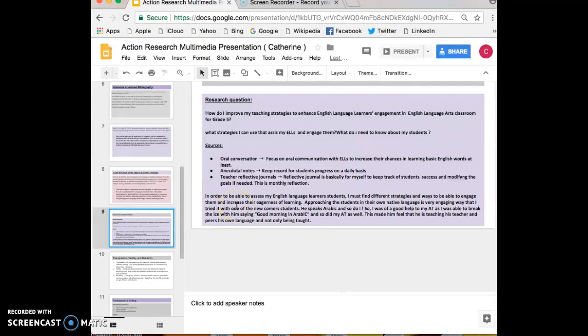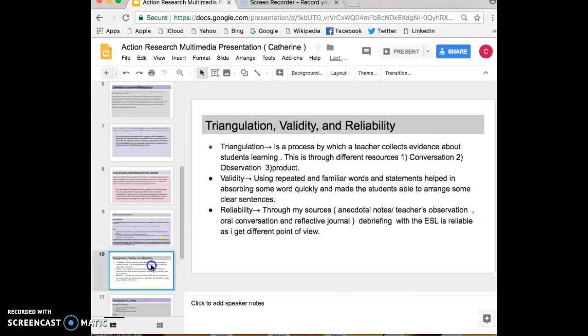In order to be able to assess my English language learner students, I must find different strategies and ways to engage them and increase their eagerness to learn. Approaching the students in their own native language is a very engaging way that I tried with one of the newcomer students. He speaks Arabic, and so do I. So I was of good help to my associate teacher as I was able to break the ice with him by saying good morning in Arabic. And so did my AT as well. This made him feel that he is teaching his teacher and peers his own language and not only being taught all the time.